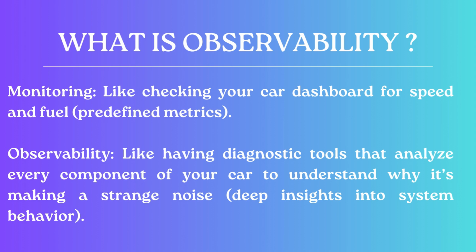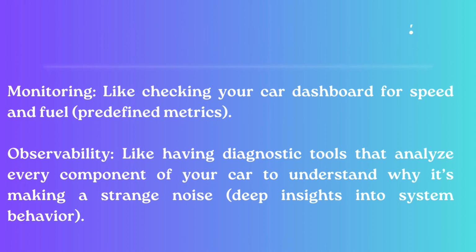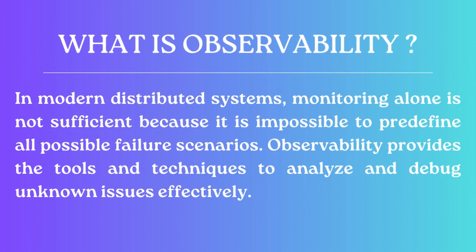You should know about the key differences between these things. In today's world, in modern distributed systems, like the microservices we are using now, we have a lot of distributed systems, and monitoring alone is not sufficient because it is impossible to triage issues and follow the traces from one request to another. It is impossible to predefine all possible failure scenarios. Observability is the one which provides the tools and techniques to analyze and debug unknown issues effectively.